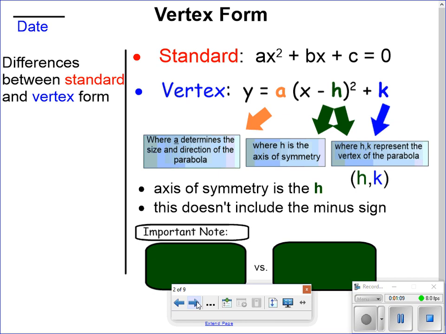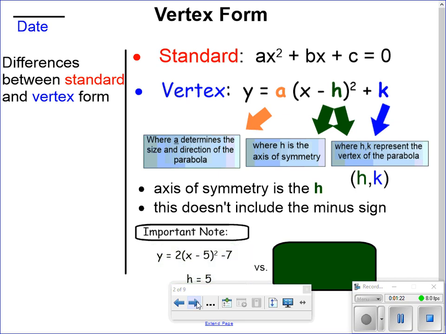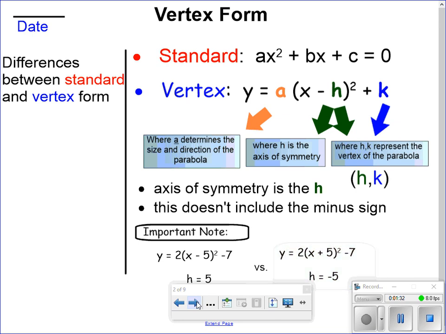Now, it's very important to recognize here that the h does not include the negative sign when we're talking about its value. So we're looking only at the number, right? So if we had y equals 2 times (x minus 5) squared minus 7, h would be positive 5. But if it was changed to a plus, then that indicates that a negative value was put in there. That would be the only thing that would change that. That would be negative 5.